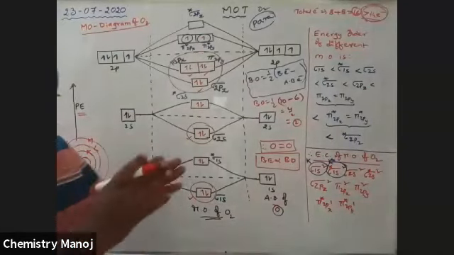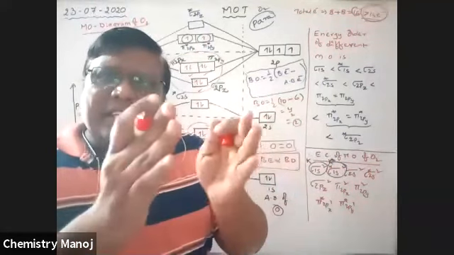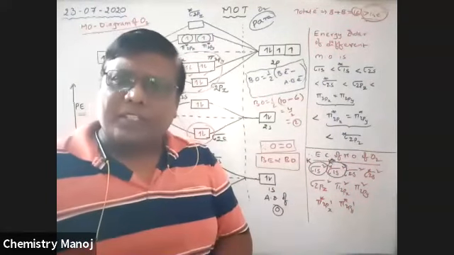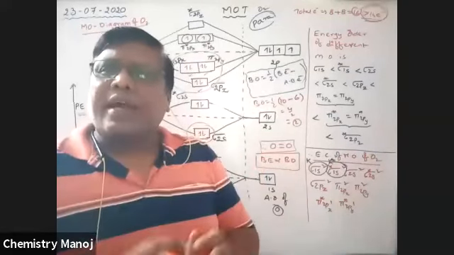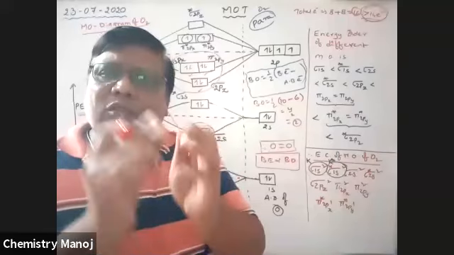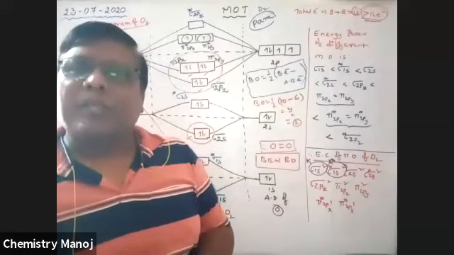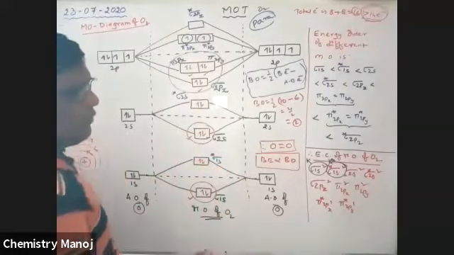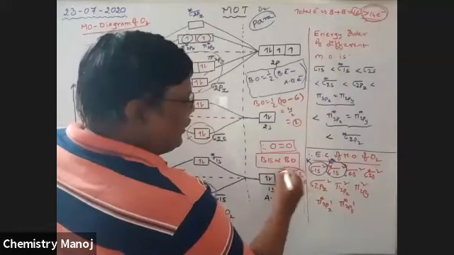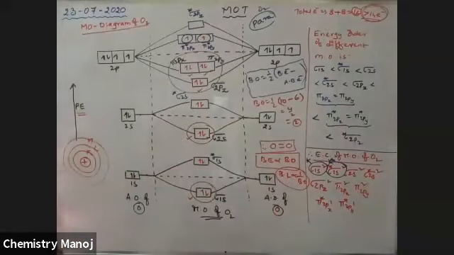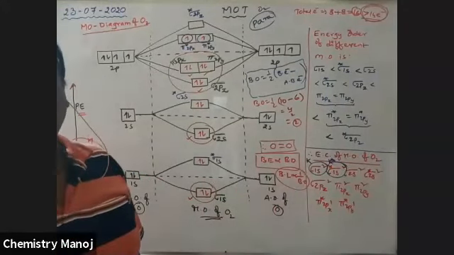Next, as the number of bonds increases, attraction between the atoms increases. As attraction increases, the distance between the atoms decreases. Am I correct? That means the bond length decreases. Therefore, bond length is inversely proportional to bond order.